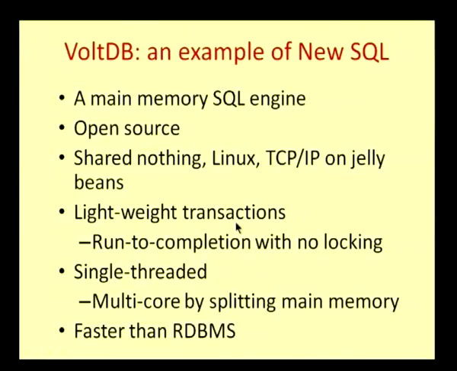VoltDB is an example of NewSQL. Here you are using an SQL engine in the main memory. It is open source and shared nothing, Linux, TCP/IP on Jelly Beans, and we are having lightweight transactions and run to completion with no locking. It is single threaded and it is multi-core by splitting the main memory, and it is faster than the RDBMS.